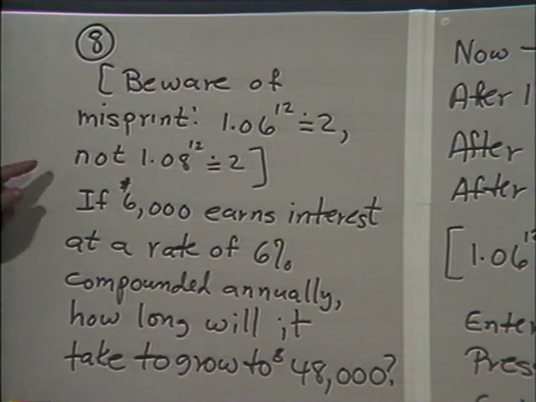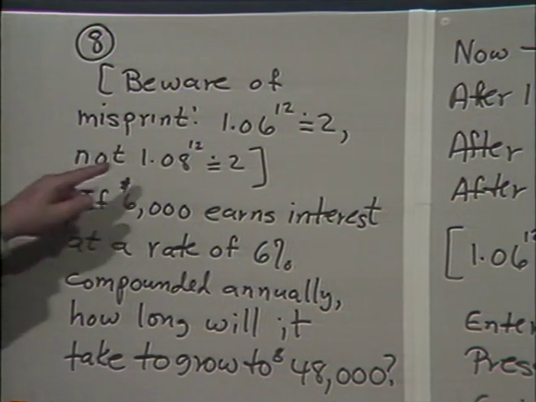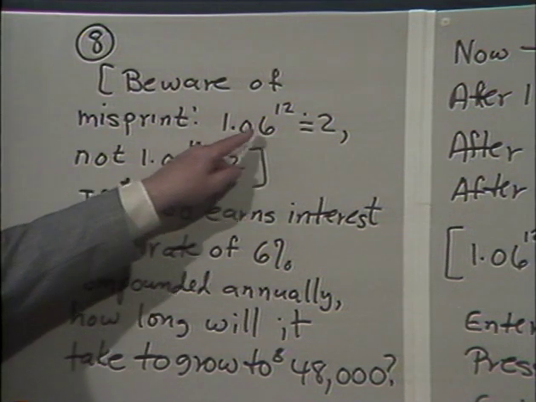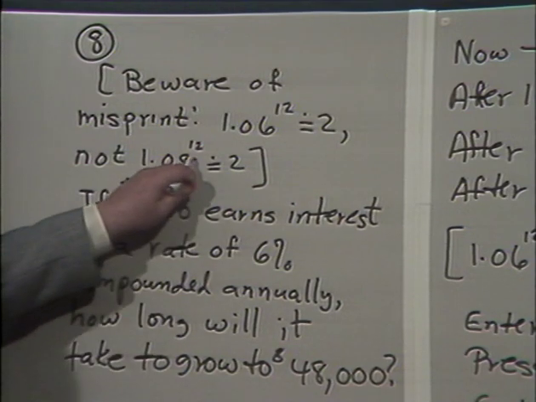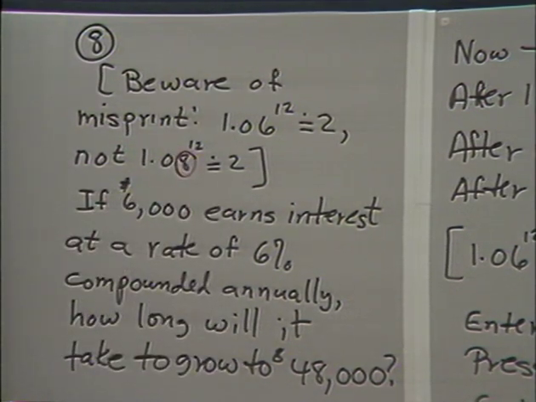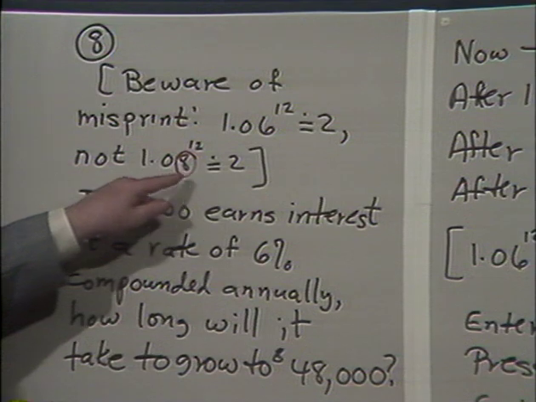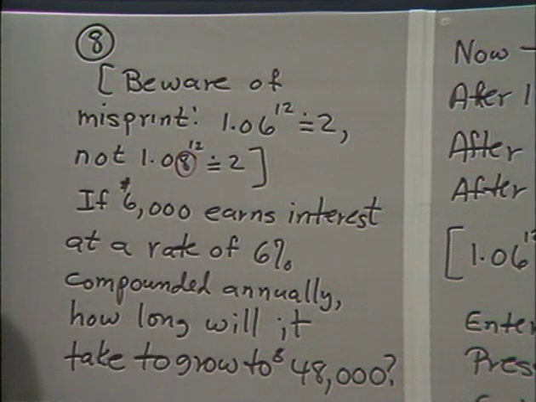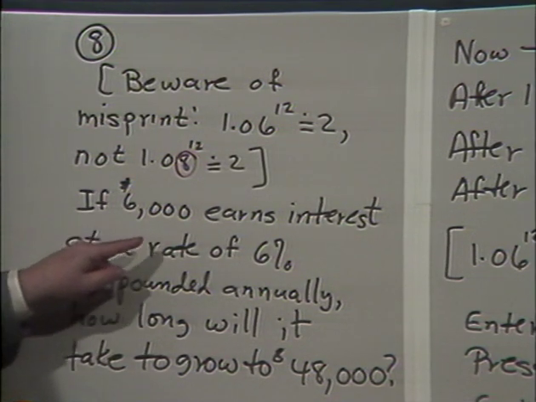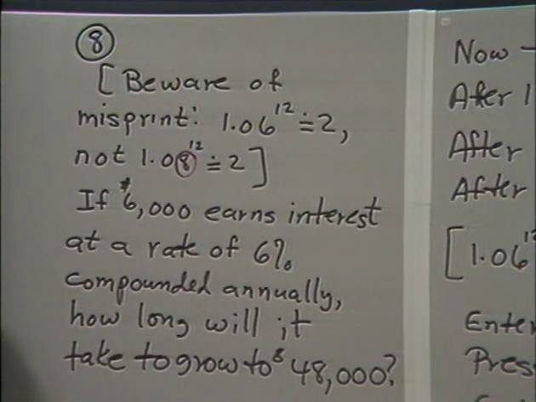Since I'm dealing with a 6% interest rate in problem number 8, the problem should have read 1.06 to the 12th power is approximately 2. For some reason that I don't know what happened other than a typo, I put an 8 in there. In other words, this certainly has no bearing on any problem which is dealing with 6%. But with that in mind, here's what problem number 8 says. It says if $6,000 earns interest at a rate of 6% compounded annually, how long will it take for that amount of money to grow to be $48,000?